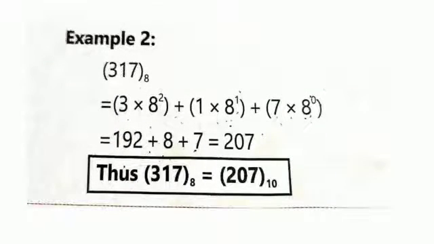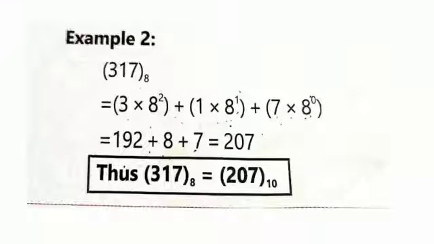Here 3 into 8 raised to 2. Exponential form: 7's exponential form is 0, 1's exponential form is 1, and 3's exponential form is 2. So 3 into base number octal 8, 8 raised to 2, plus 1 into 8 raised to 1, plus 7 into the unity place, 7 into 8 raised to 0.